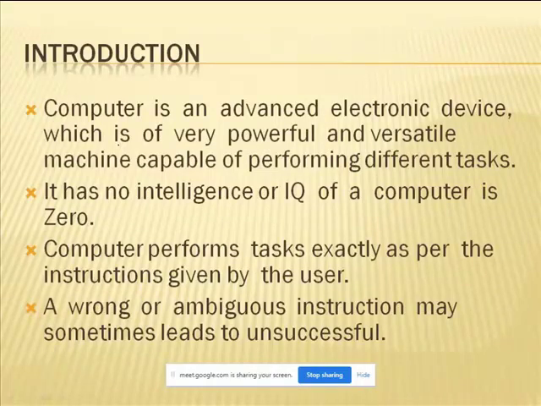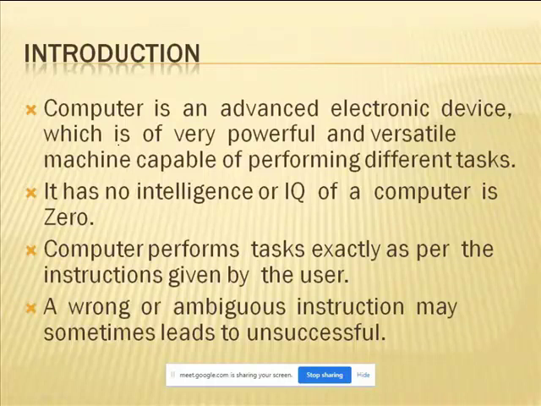What does it mean that the computer performs the task exactly as per the user's instructions? If the user gives the wrong instruction, automatically the system also gives the wrong output. An instruction is nothing but input that the user is giving to the computer to do a particular task or work. If the instruction is wrong, the system gives the wrong output. If the user gives the right instruction, then the system gives the right output.